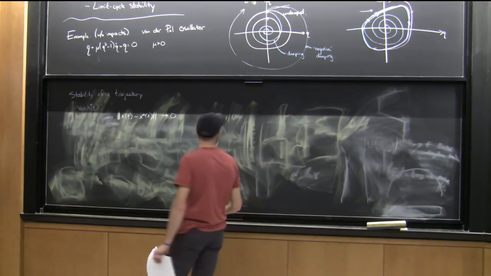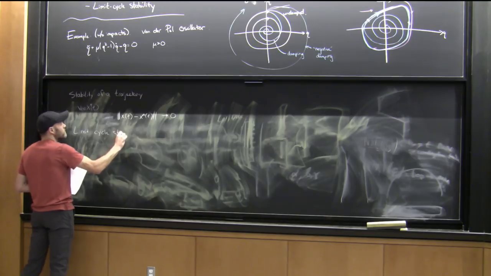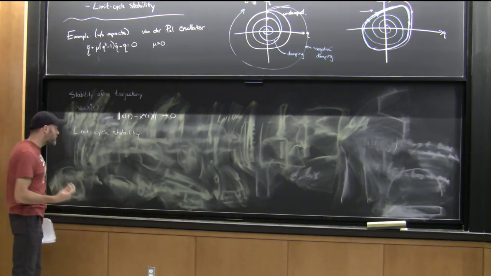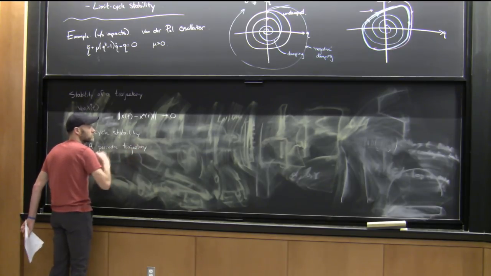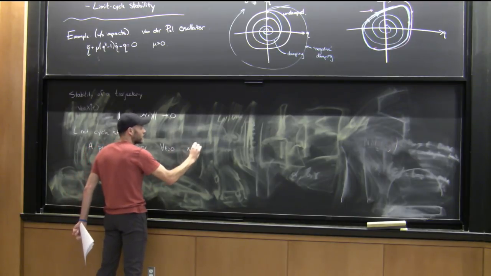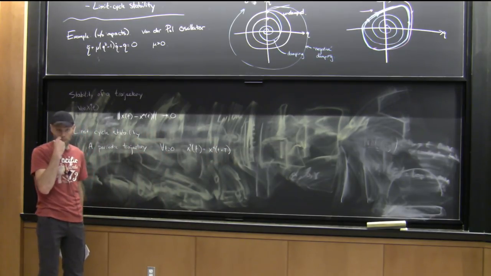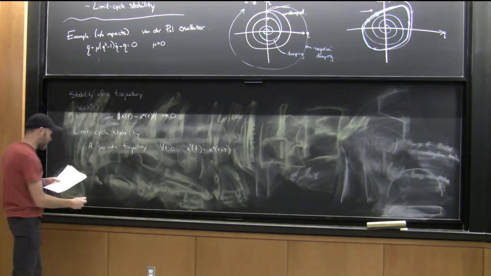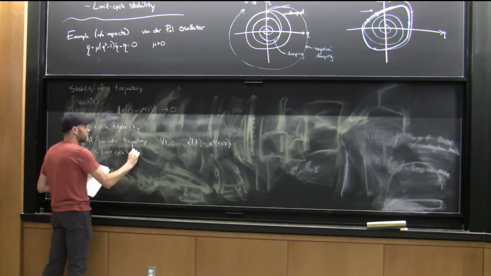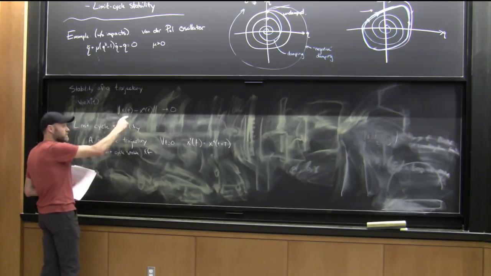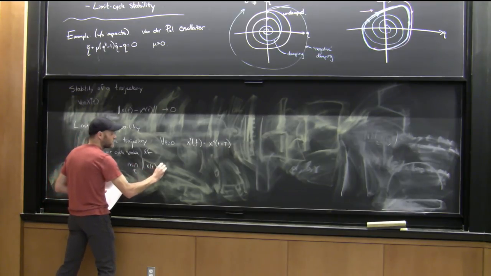Okay. So limit cycle stability captures this slightly more complicated analysis. So a periodic trajectory: I'd like x star(t) to be equal to x star(t plus tau). I'd like to have it be periodic. Is it limit cycle stable? I need something a little bit better than this, and the little bit better thing is I'm going to say the minimum over tau of the norm of x(t) minus x star(t plus tau).